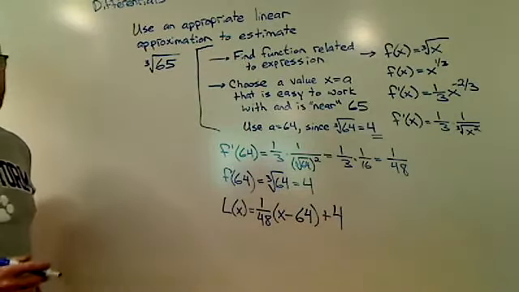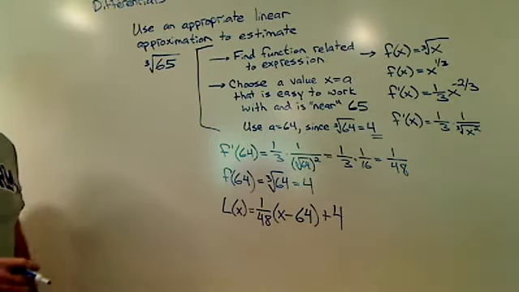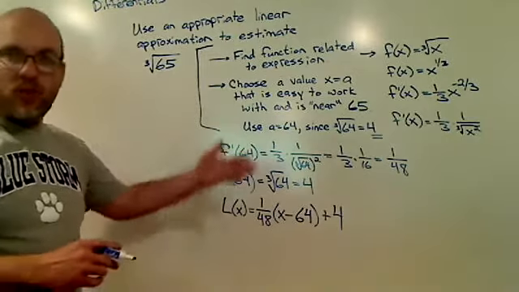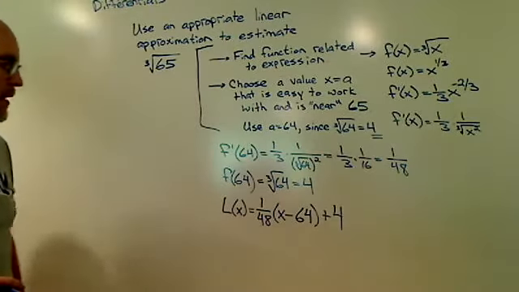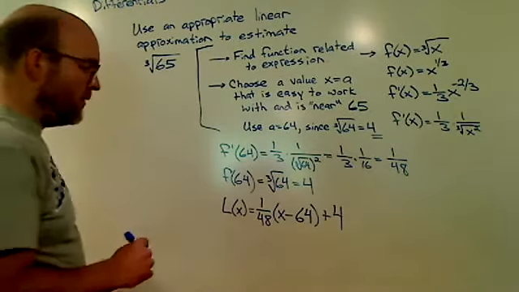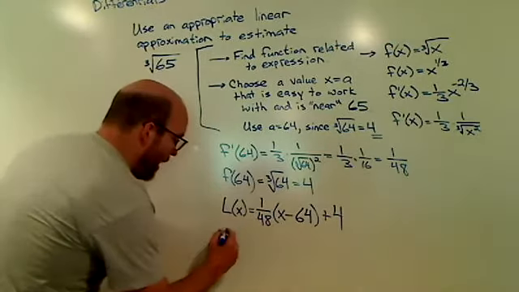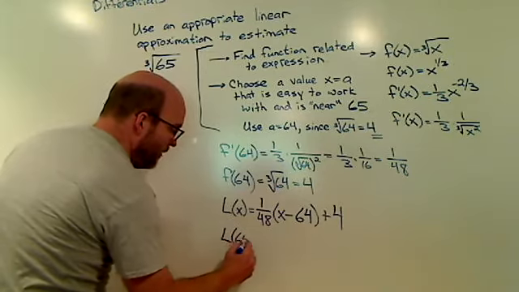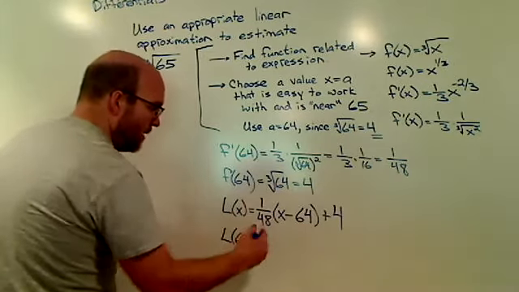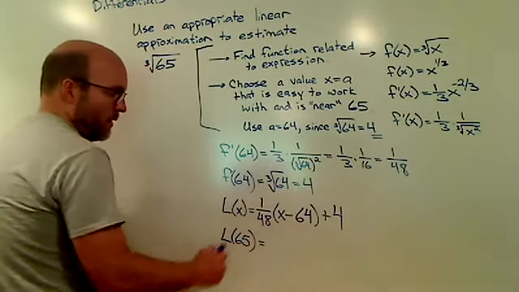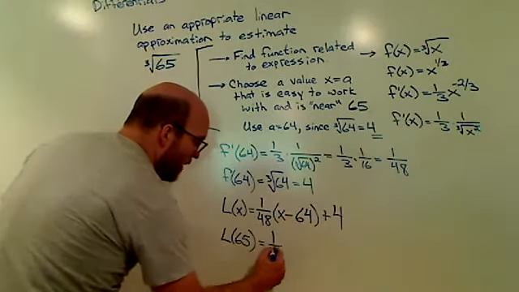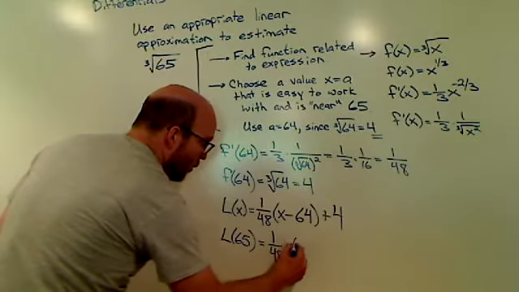Okay, so honestly, we haven't done anything different yet than what we did before, other than realize we had to create our own function, choose our own value to be working with here. But now to do the approximation, it's just a matter of throwing 65 in there. So there's no need to necessarily reduce all of this because it goes pretty quickly, right? 65 minus 64 is just 1. So we have 1/48 plus 4.